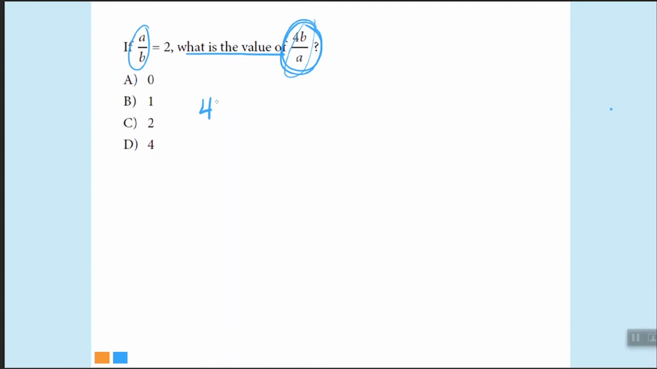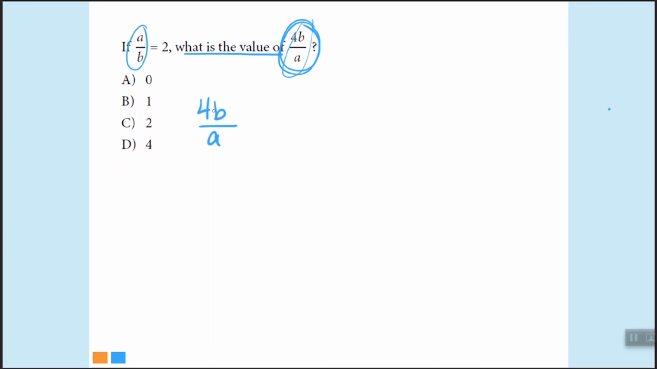So let's start by writing 4b over a. And since we want to turn this into something that looks more like this, we're going to push it to the side. So what's currently happening between the 4 and the b? They're multiplying. So we're going to go ahead and rewrite this as 4 over 1 times b over a. We could have written it as just a 4, but since this is a fraction, we just want to get in the practice of writing this out as a fraction too, 4 over 1, since we're separating it.